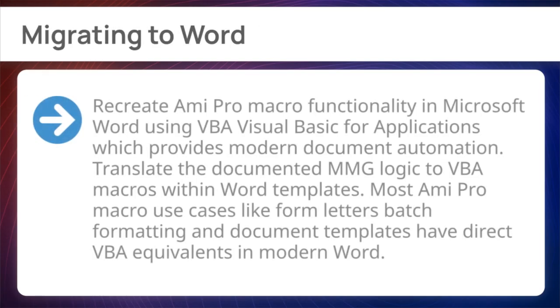Finally, migrating to Word. Recreate AMI Pro macro functionality in Microsoft Word using VBA, Visual Basic for Applications, which provides modern document automation. Translate the documented MMG logic to VBA macros within Word templates. Most AMI Pro macro use cases like form letters, batch formatting, and document templates have direct VBA equivalents in modern Word.